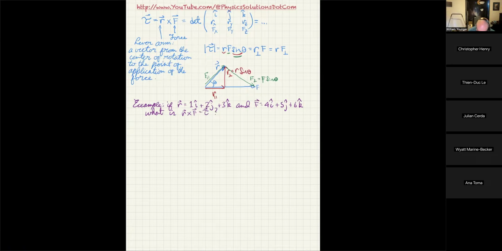So that's a way of doing it. I thought I'd show you real quick how to calculate the cross product. I'm going to do the determinant method, and then I'm going to do a couple other ways. So first off, determinant method.